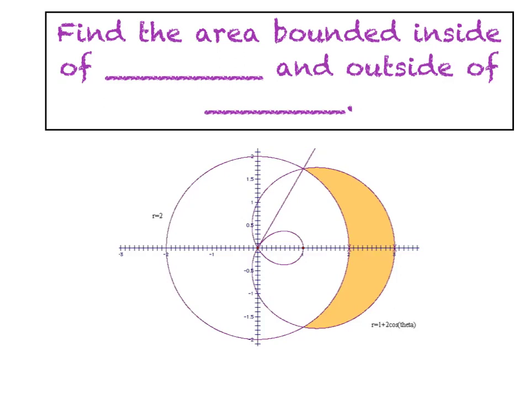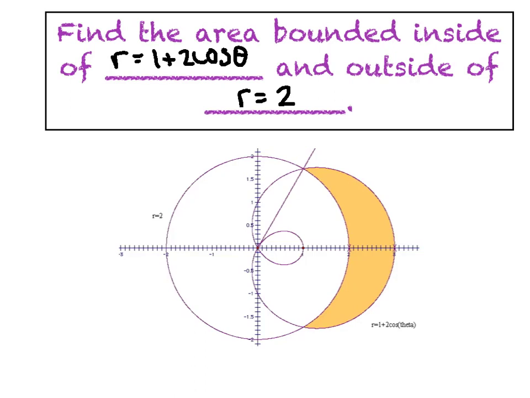I want you to find the area that's bounded inside of r equals 1 plus 2 cosine theta, so that's the limaçon with the inner loop, and yet outside of the equation r equals 2. So we want everything inside of 1 plus 2 cosine and everything outside of r equals 2. I've represented that area by shading it in an orange color. So we're going to go find that orange crescent moon-shaped object.